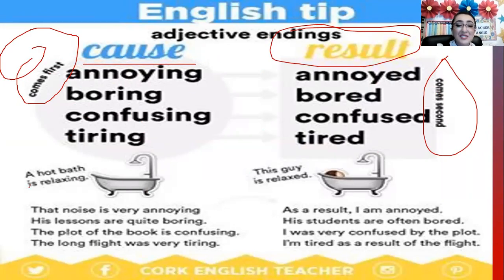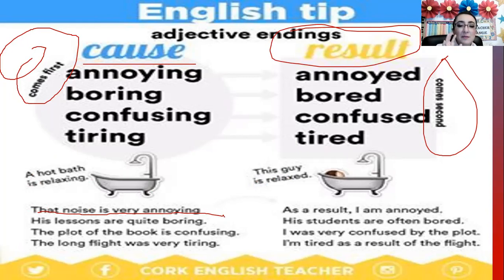A hot bath is relaxing. This guy is relaxed. Un baño caliente es relajante. El niño está relajado. That noise is very annoying. Ese ruido es muy desagradable. His lessons are quite boring. Sus lecciones son un tanto aburridas.